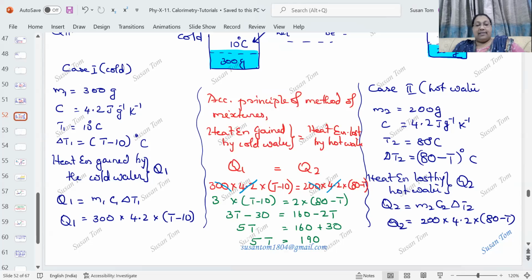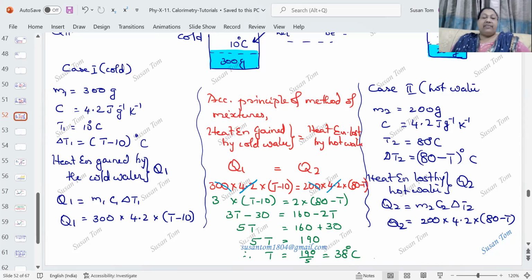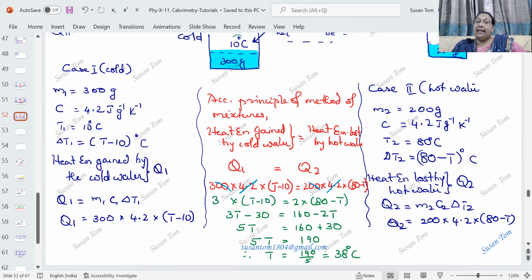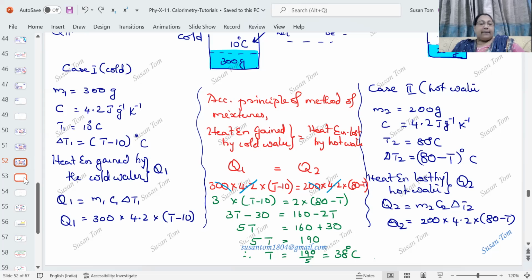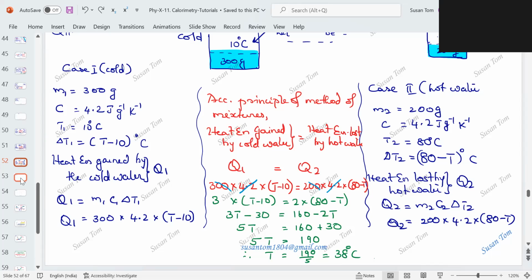Here, last sentence you have to write. You have to write that the final temperature of the mixture is 38 degrees Celsius. Look, more than 10 and less than 80. It comes, no? Okay, move on to the next. Have you written? Come on.